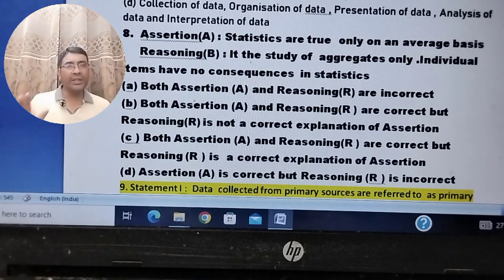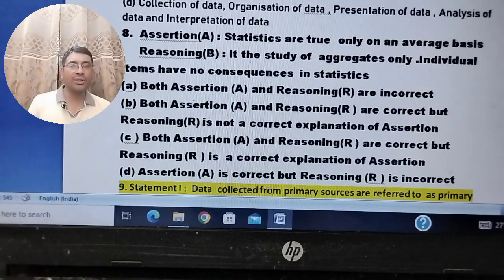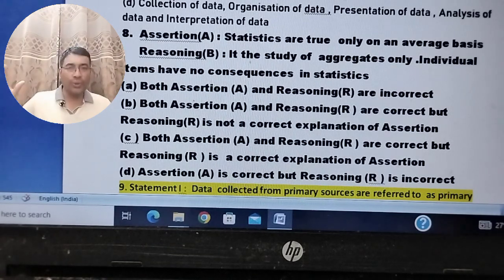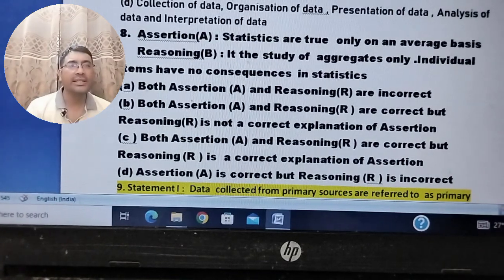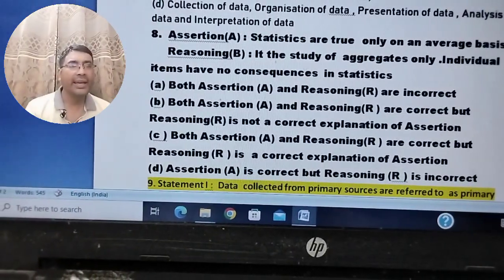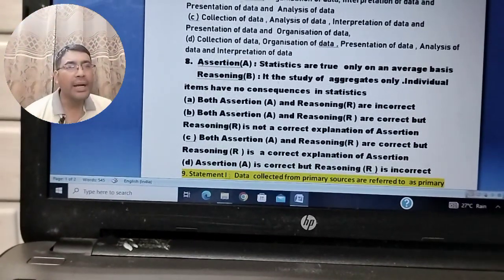So in statistics, we study the aggregate data, not an individual data. So individual data have no place in statistics because we have to compare the different data. Okay, for comparison, how can we compare one single data? So for comparison, at least we need two data. So it may be 2, 3, 4, 5, or 100 of data. So the reason is it is a study of aggregates only. Individual items have no consequences in statistics. Okay, let me reduce the zoom.